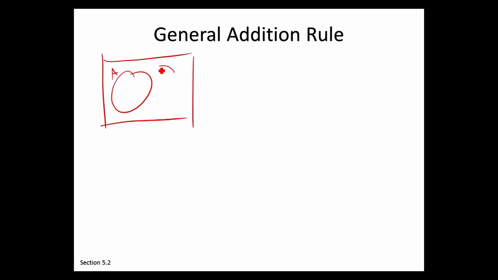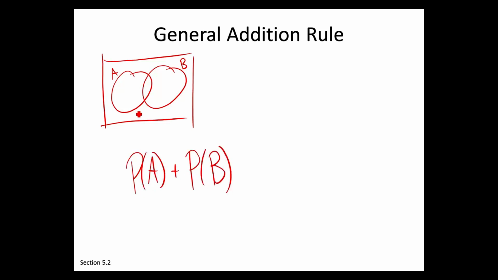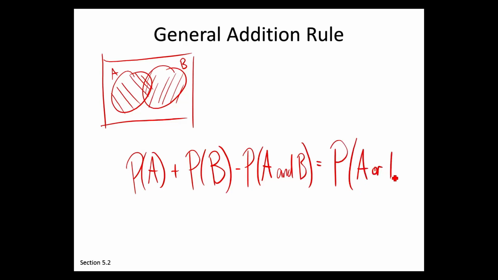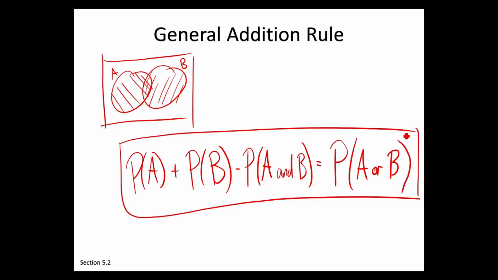Okay. So the idea is, in general, if you say here's A, here's B, and you take the probability of A plus the probability of B, well, you've made an error. You've added your intersection twice. So if you take that intersection out once, then that will give you the probability of A or B. So this is the general addition rule. If you want to calculate the probability of A or B, take A plus B and then take the intersection away once.